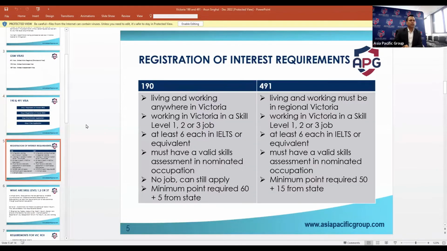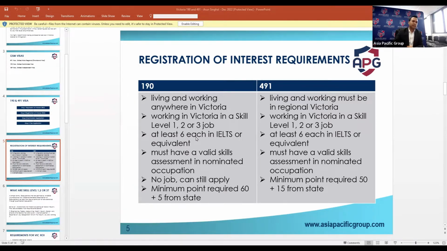Okay, let's move on to the next slide: the requirements for the registration of interest. Remember, the registration of interest is with the state government, which is currently the Victorian government, as this webinar is regarding Victoria. For the 190 visa, the requirements are living and working in Victoria, and you can be anywhere in Victoria. Even if you're living in regional Victoria, we can still apply for a 190 ROI. You must be working in a skill level 1, 2, or 3 job.